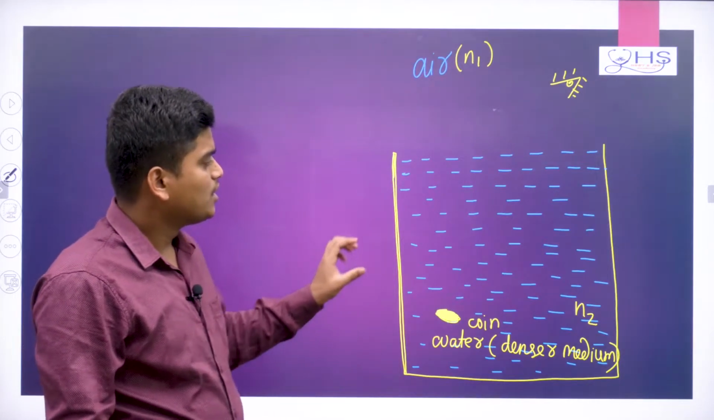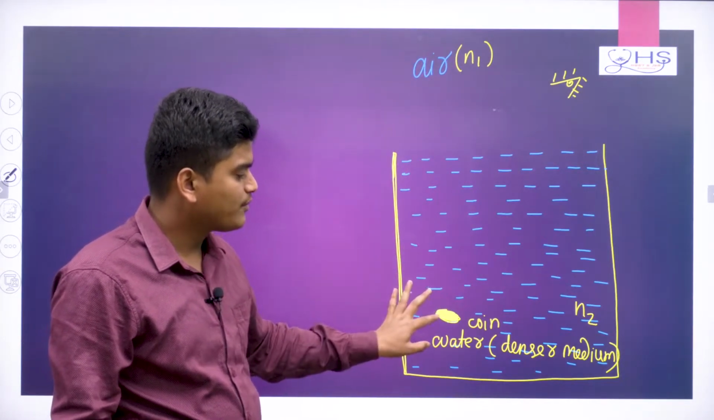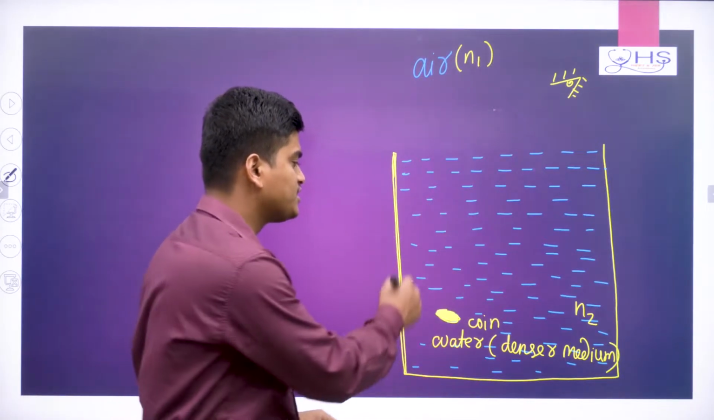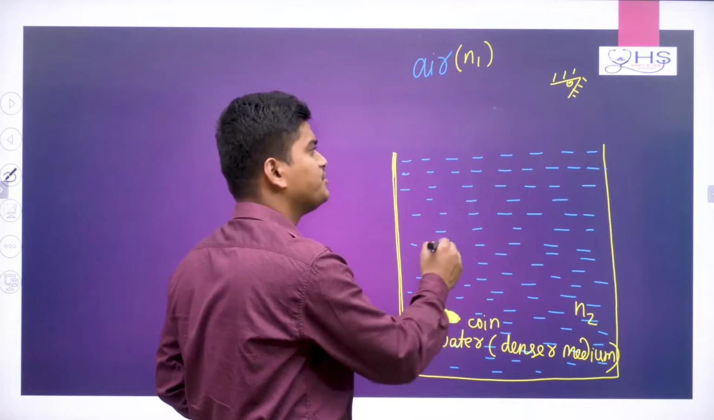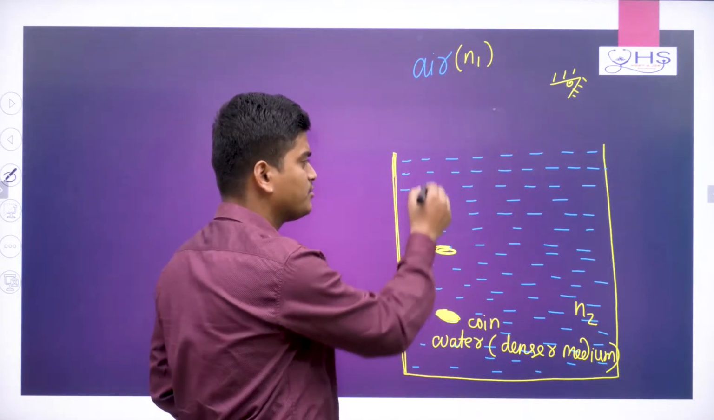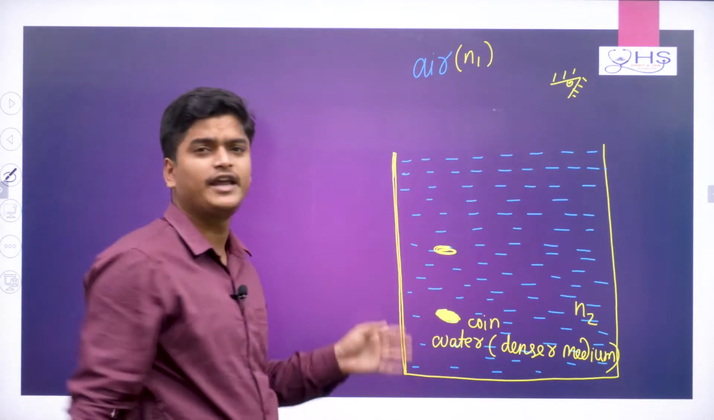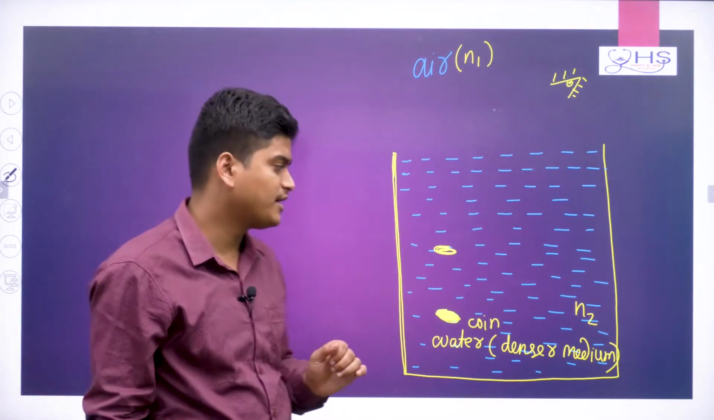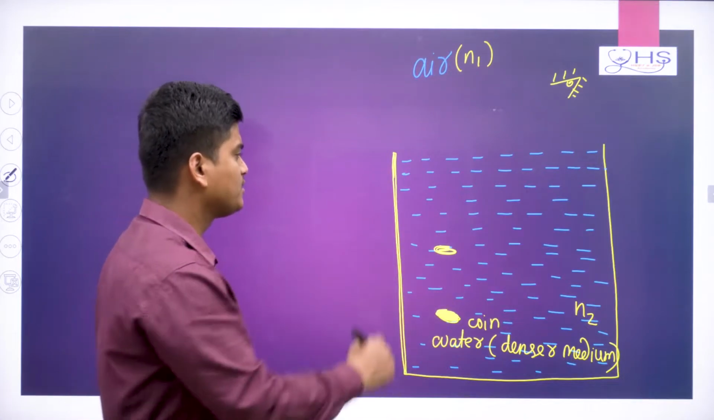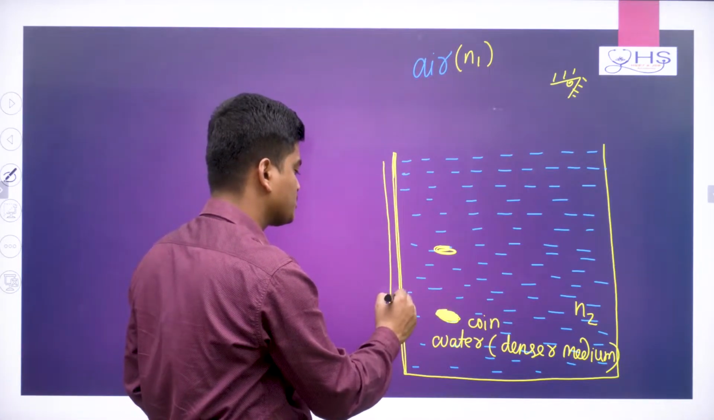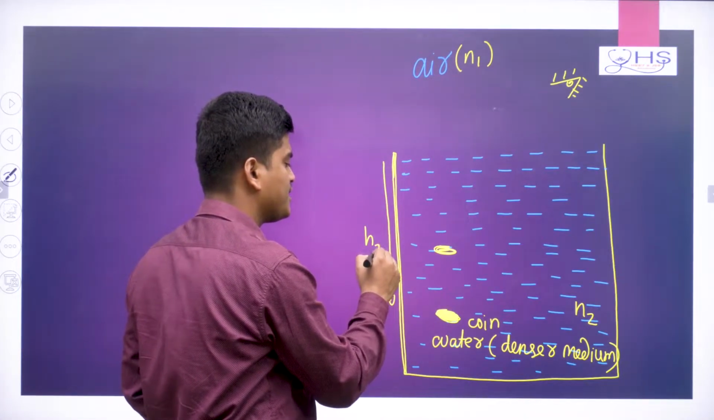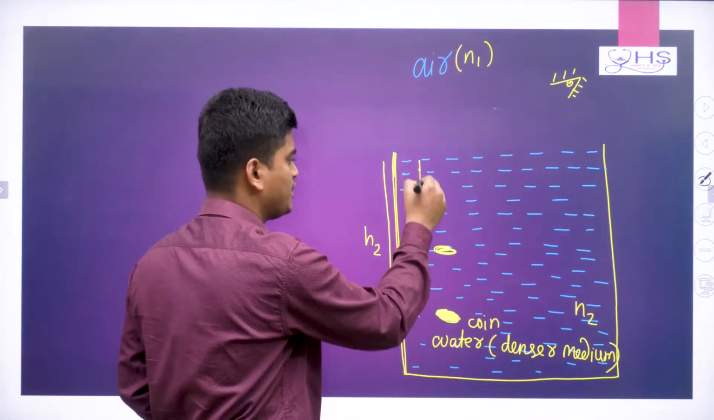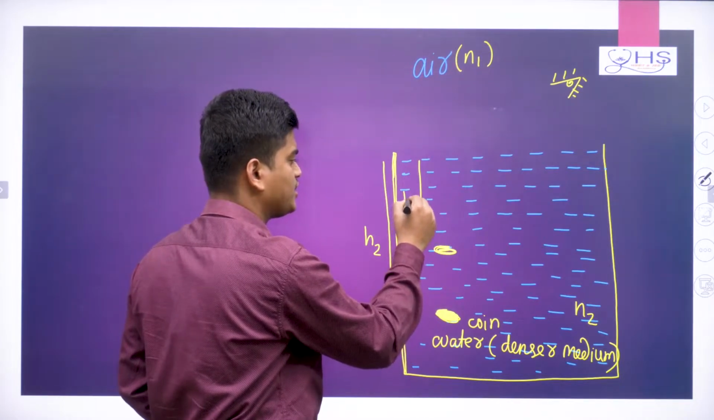And remember, the height at which this coin is present is called the real depth. If it appears shifted up to a certain height, visible to this eye, then that distance is called the apparent depth. So here we will understand what real depth and apparent depth are. Now how is this happening? This is the real depth, which I am writing as h2, and here it is the apparent depth, that is h1.